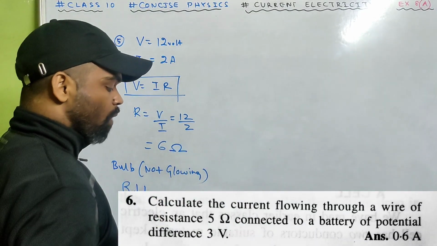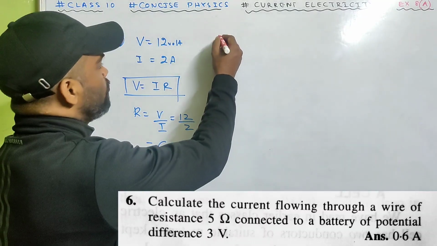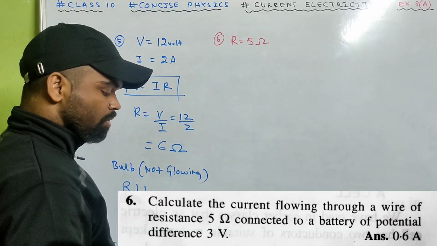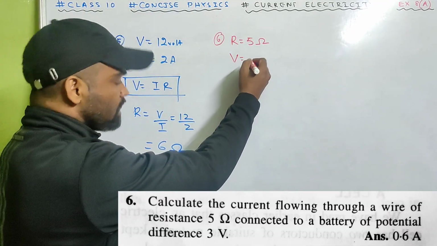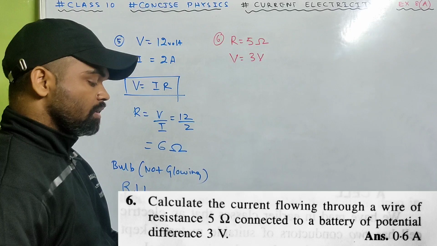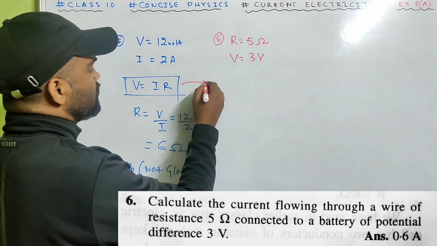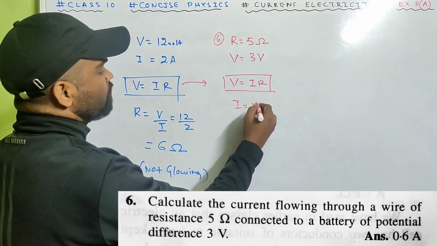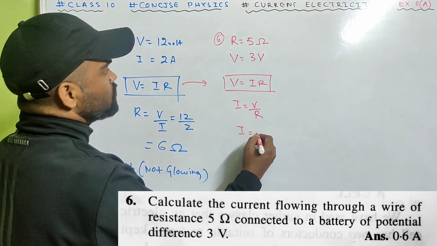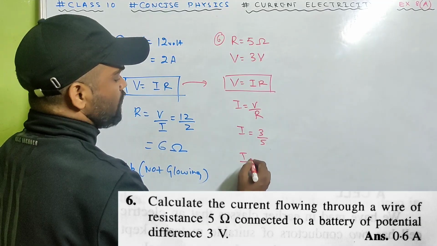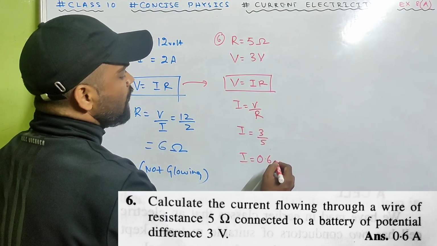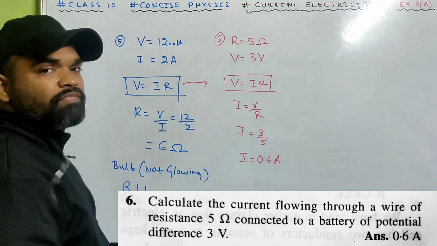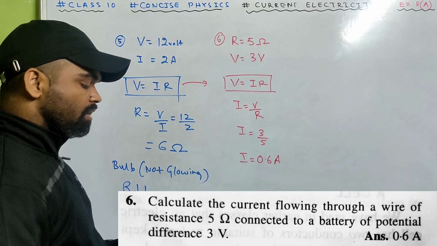Calculate the current flowing through a wire of resistance 5 ohm, connected to a battery of potential difference 3 volt. They need the current. Same logic, V equals IR, Ohm's law, which means I equals V by R. So I equals 3 by 5. So I equals 0.6 ampere. Yes or no? Very easy. Simple use of V equals IR, nothing more. Let us do number 7.